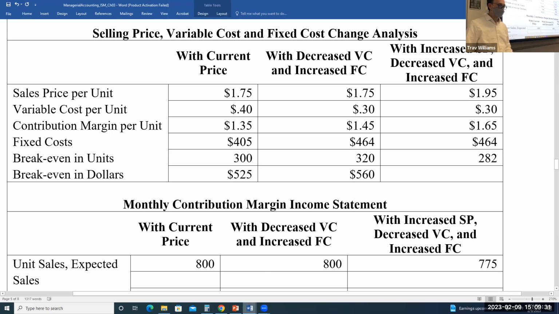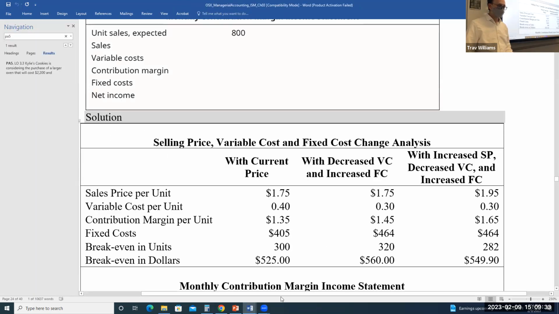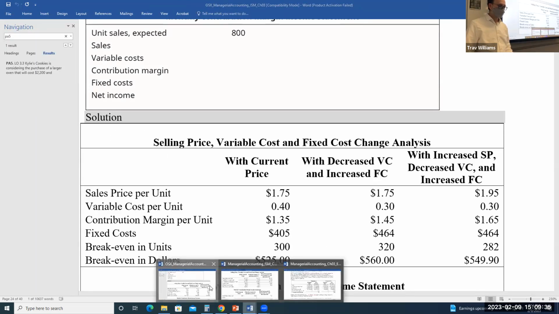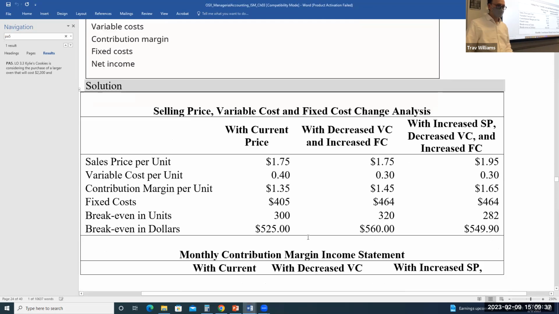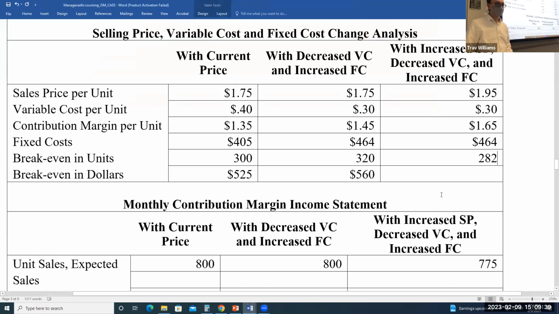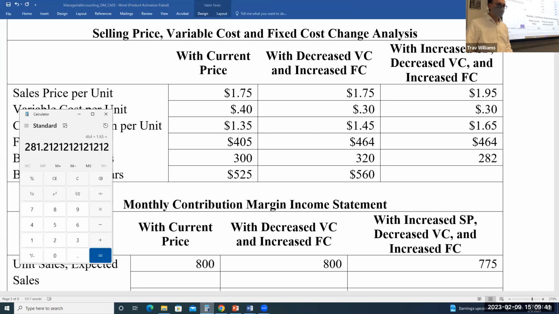Oh, yeah, that makes sense. Makes sense. Yeah, okay. Because we got 281, so it makes sense to round up to 282.